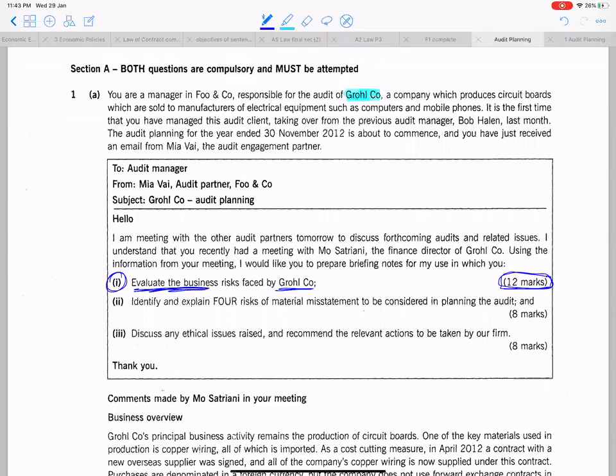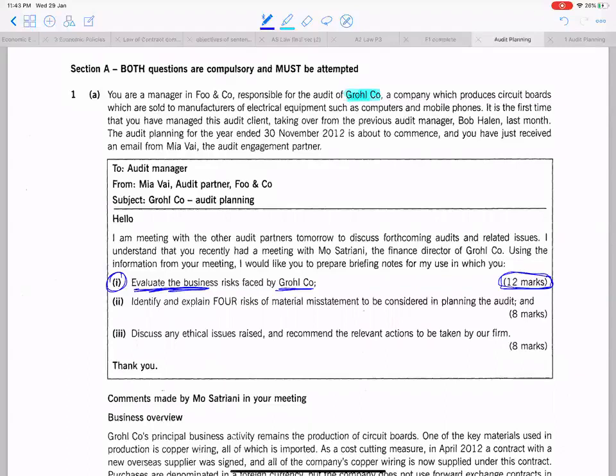Keep in mind, I'm repeating again, this scenario will not come again. Only purpose of doing this question is to learn the technique of writing the risk. Okay? Only purpose is to learn the technique. So please focus on the technique, how I identify the risk, and then most importantly, how I draft that particular risk.